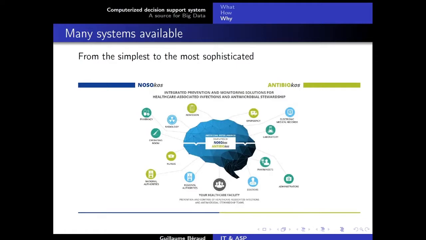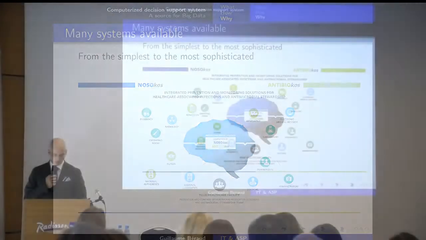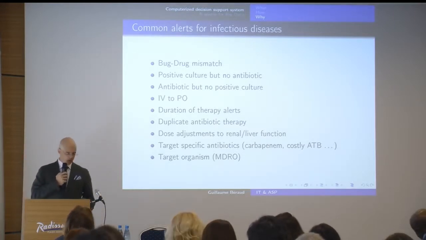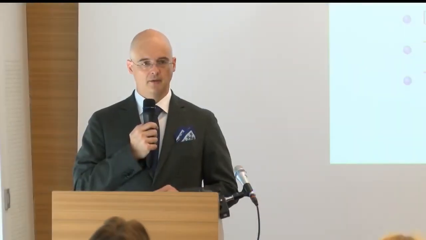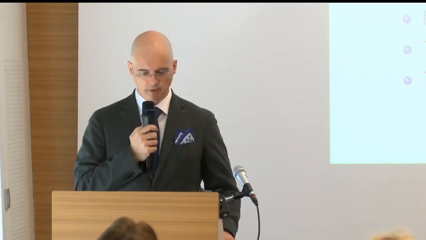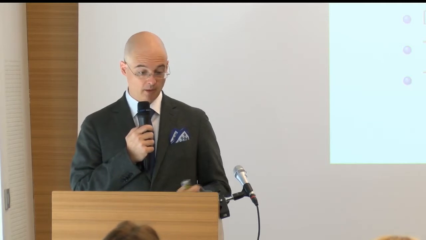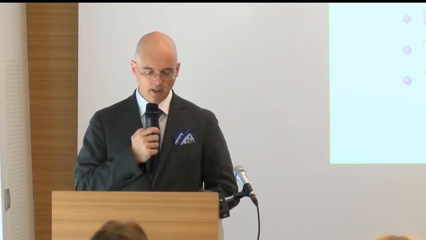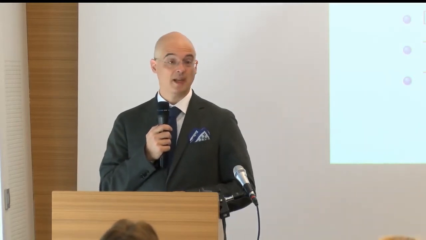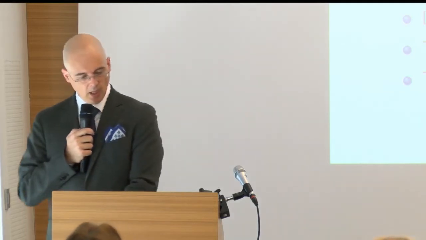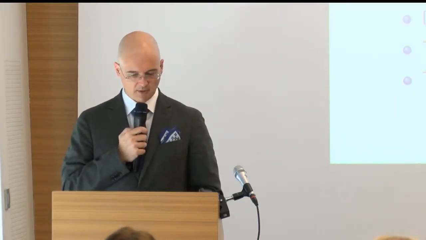Many systems are available. You can find tons of systems, from the simplest to the most sophisticated. Here is another one, from Canada. It's quite a complex system. What kind of alerts can you find in this system? The most basic alert is bug-drug mismatch: having a positive culture but no antibiotics. You know, there's a positive culture but nobody told you, so you could forget to put antibiotics. On the other hand, a patient who has antibiotics but without a positive culture. The possibility to switch from IV to oral. The duration of therapy, duplicate antibiotic prescriptions, dose adjustment when people have impaired renal function, and alerts targeted specifically at some antibiotics such as carbapenems, etc.